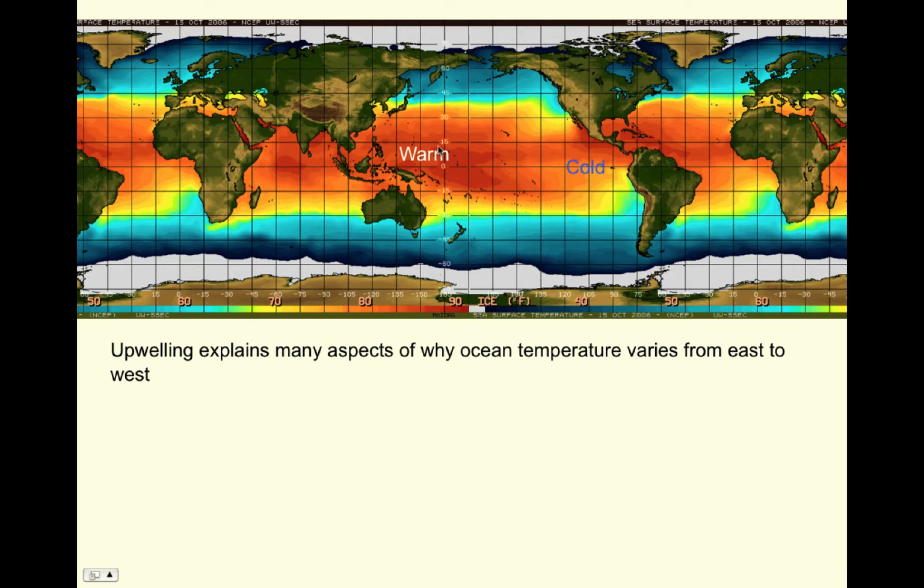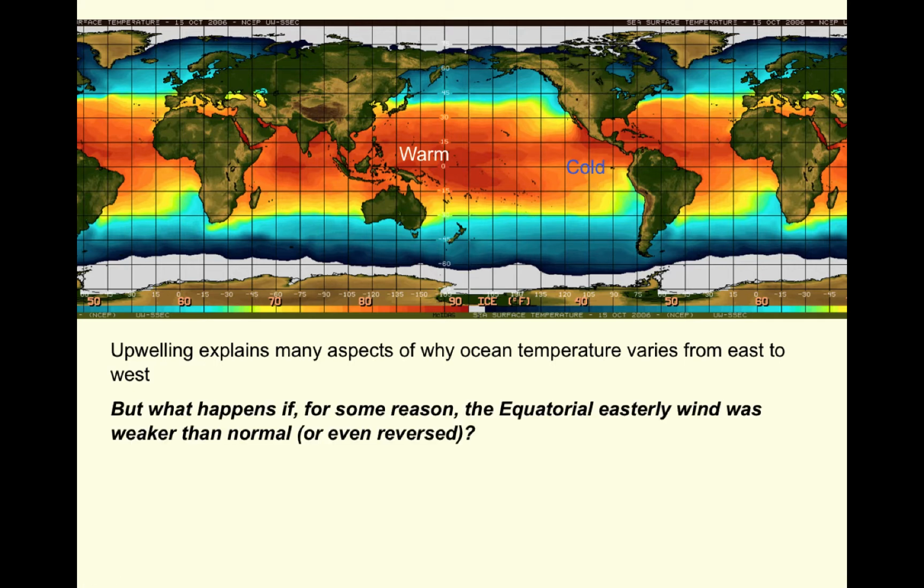Really nice extreme warm pool in the western Pacific, relatively colder in the eastern Pacific, and we're not showing an anomaly now, so it doesn't look blue. However, you can clearly see that the colors are less red in the eastern Pacific than the western Pacific. Upwelling explains many aspects of why ocean temperature in the equatorial Pacific varies from east to west.